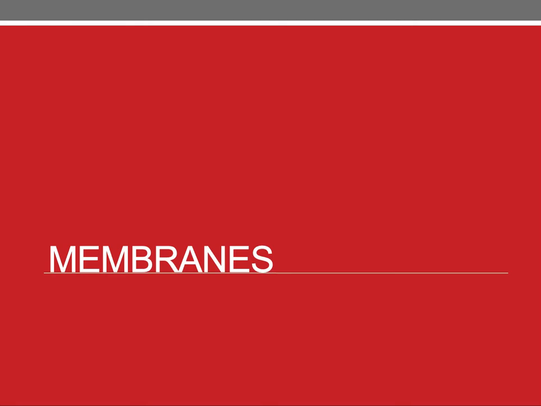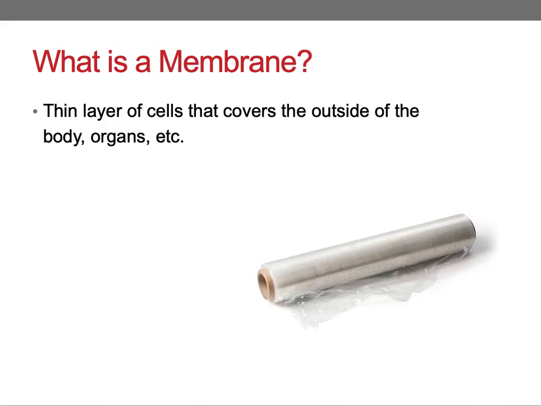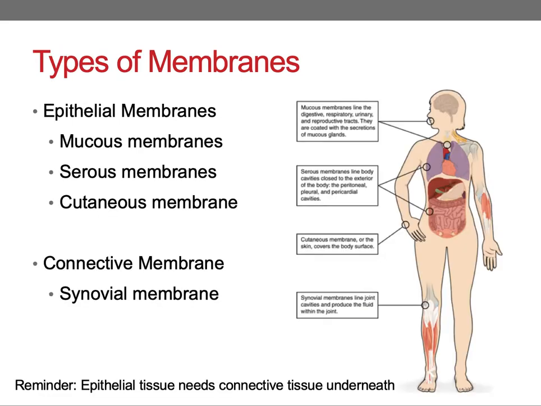Tissues, we're going to talk about membranes. So a membrane is a thin layer of cells made up of one or two types of tissue that covers the outside of the body or the organs. It can also line the inside of joints and cavities. There are two main types of membranes, depending on which type of tissue the membrane is composed of.